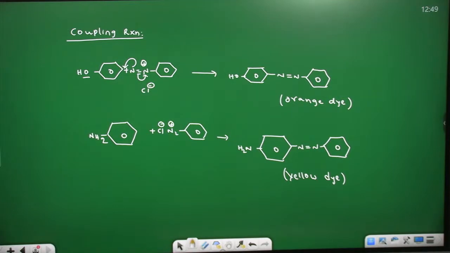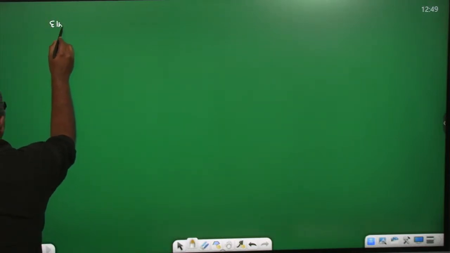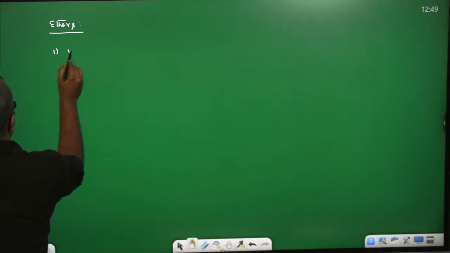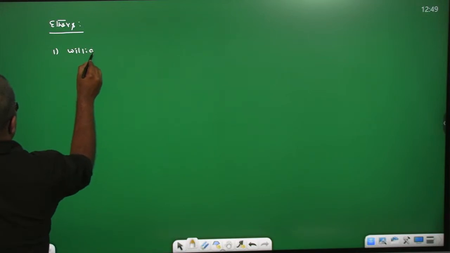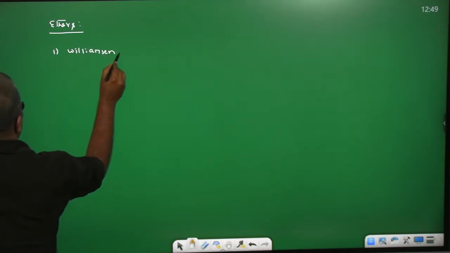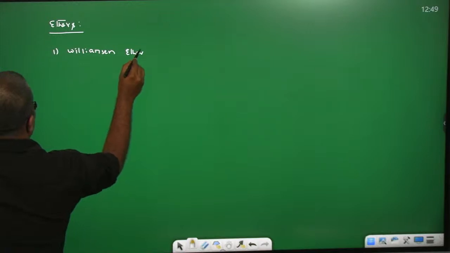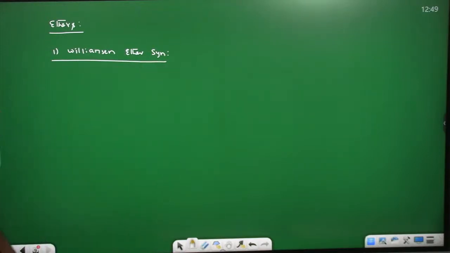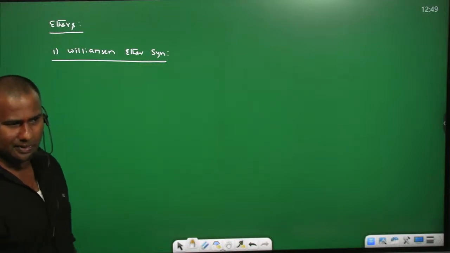Okay, next one, ethers. In ethers, what are the important reactions? The first one is Williamson ether synthesis. What is that? Williamson ether synthesis. This is very, very important. So what is the Williamson ether synthesis?